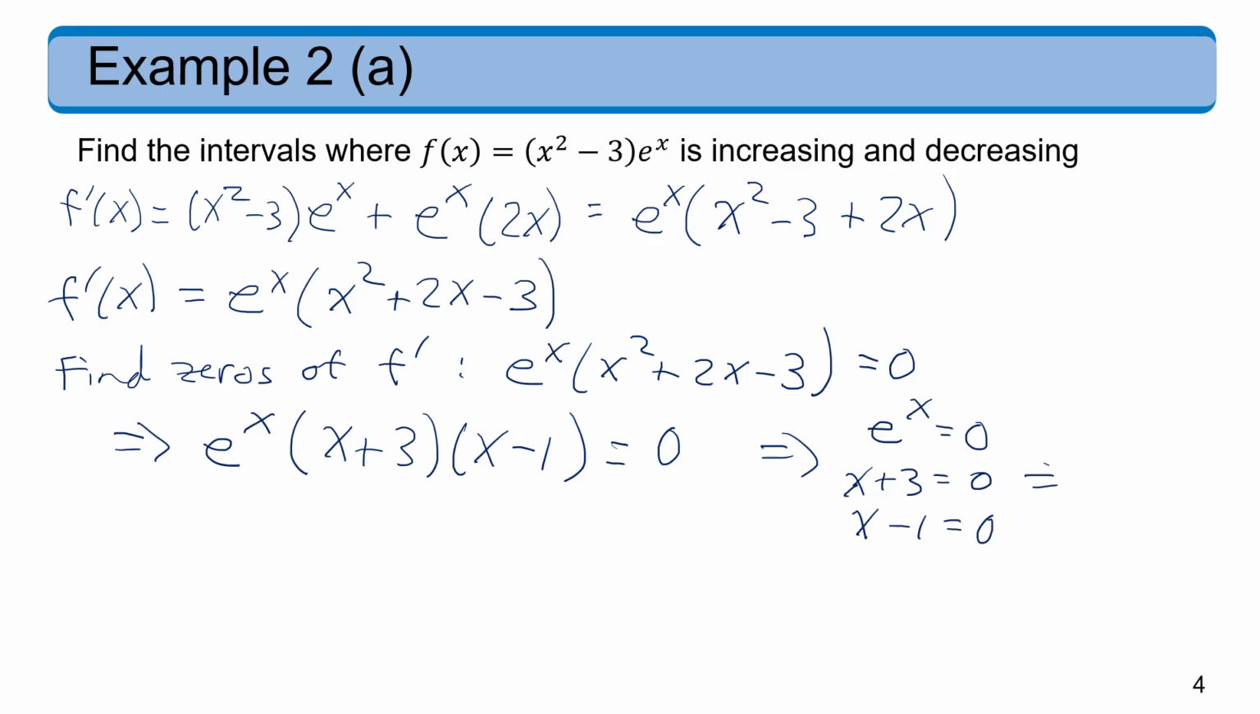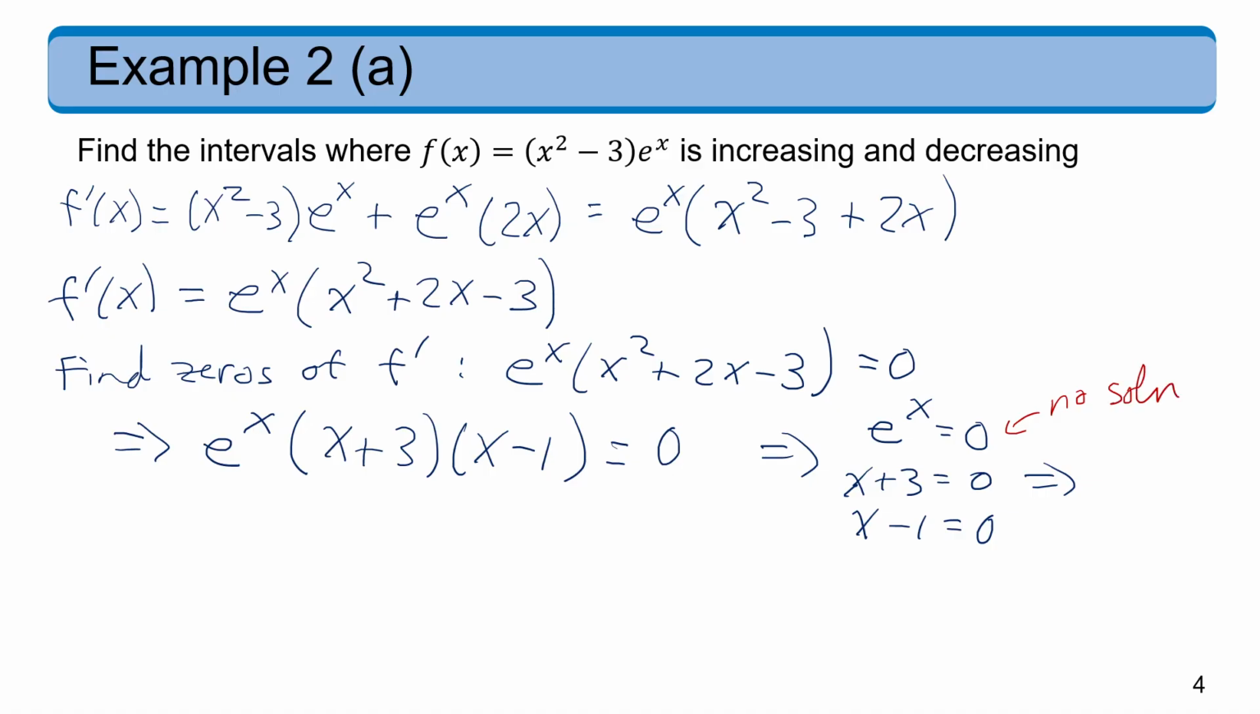Okay, so from the top one, e to the x equals 0. There's no power of x that could make e to the x equal 0, right? Even e to the 0 doesn't work, because e to the 0 is 1. If you think about the graph of e to the x, it's always above the x-axis. It never crosses below. So e to the x is positive for all x. So this one has no solution.